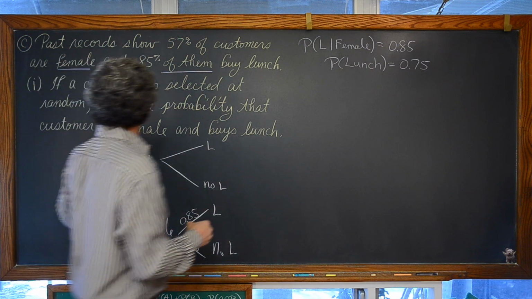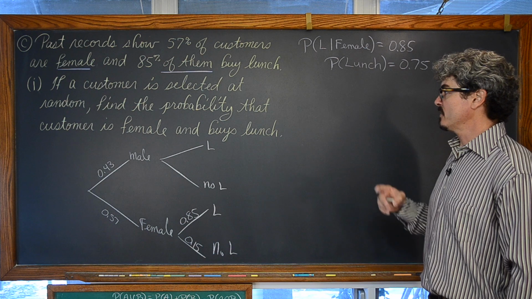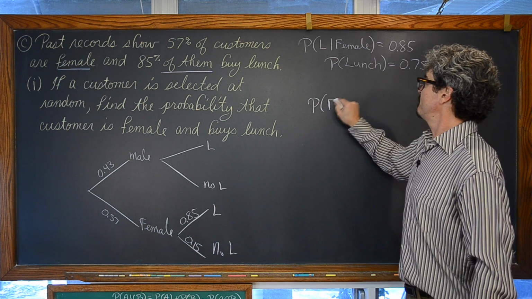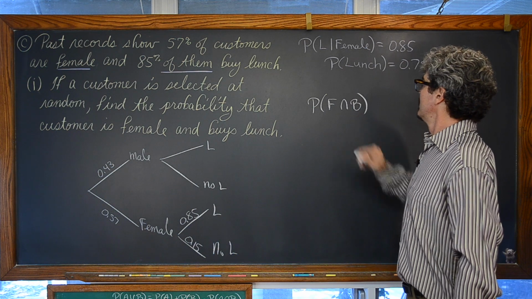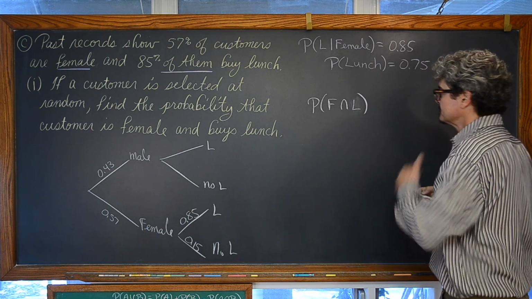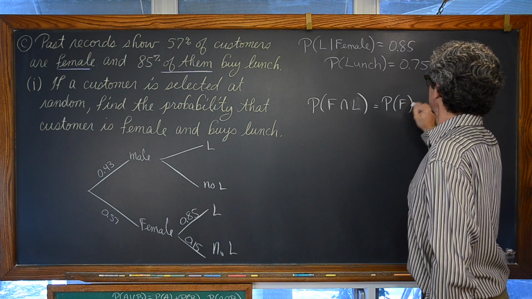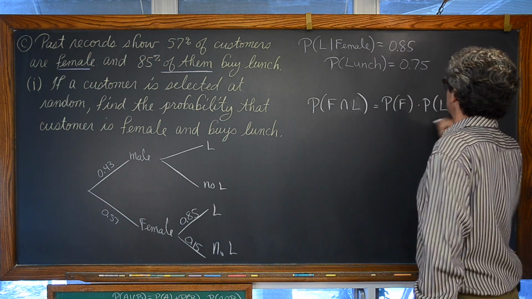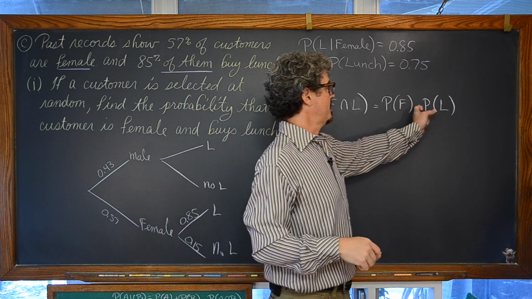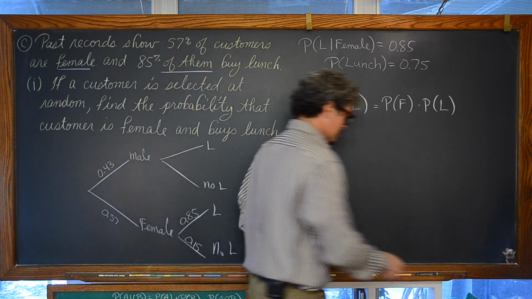And the question says, if a customer is selected at random, find the probability the customer is female and buys lunch. Well, if these were independent events, that would be your notation for finding the probability. The probability of A and B is equal to the probability of A times the probability of B, or in this case, female and lunch. But these are not independent events.